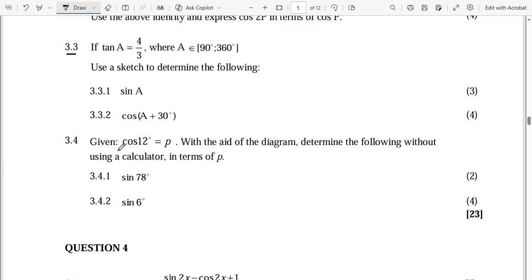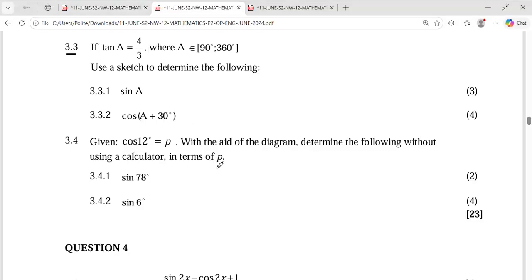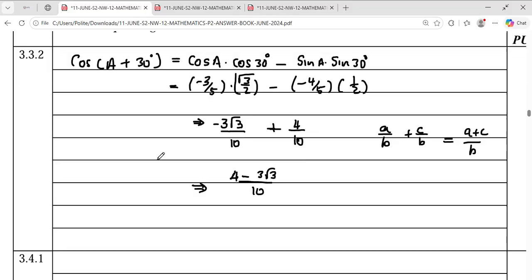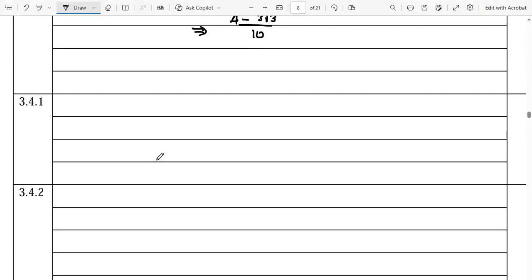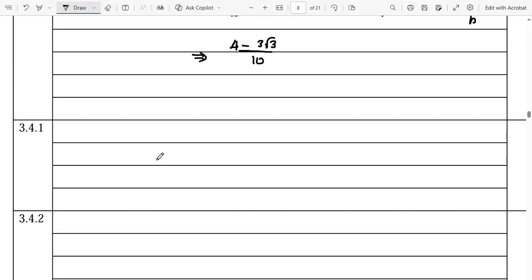3.4. On 3.4, given the cos 12 is equal to P, with the aid of the diagram, determine the following without using a calculator, in terms of P. We are given the cos 12 is equal to P. So this one is different. The difference is that there you were given a number, but this time it is just a variable.